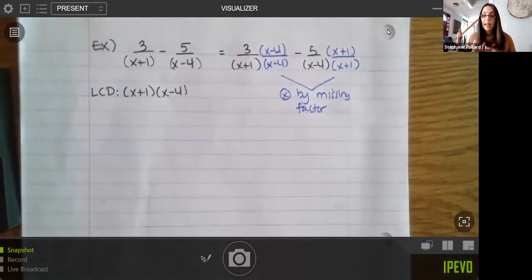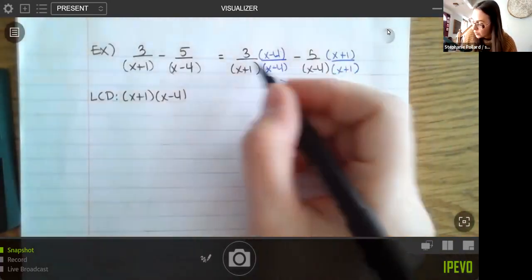So you want to match that LCD. Now, for your multiplying, leave your denominator in factored form, okay? So you don't have to actually rewrite those answers out there. So leave your denominator in factored form, and we're going to just simplify our numerator.